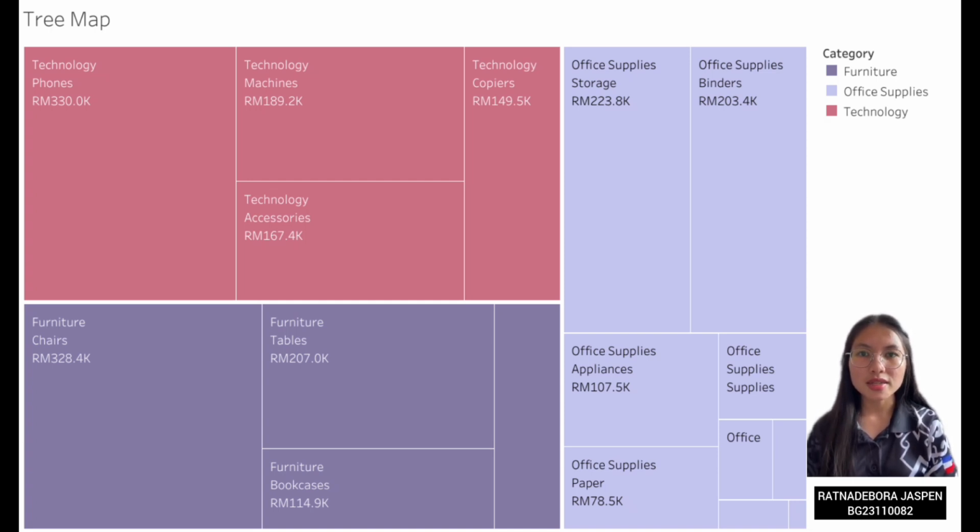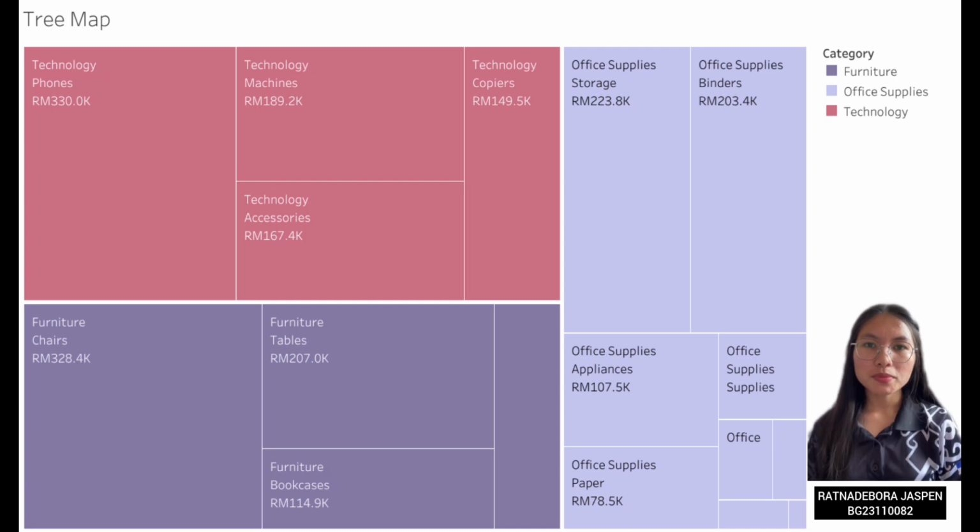The second category is office supply. Storage has the highest sales in office supplies with sales of 223.8 thousand, and paper records the lowest sales, which is 78.5 thousand. The third category is technology. The highest sales in technology is phone with 330,000, and the lowest sales, which is 149.5 thousand, is copiers.